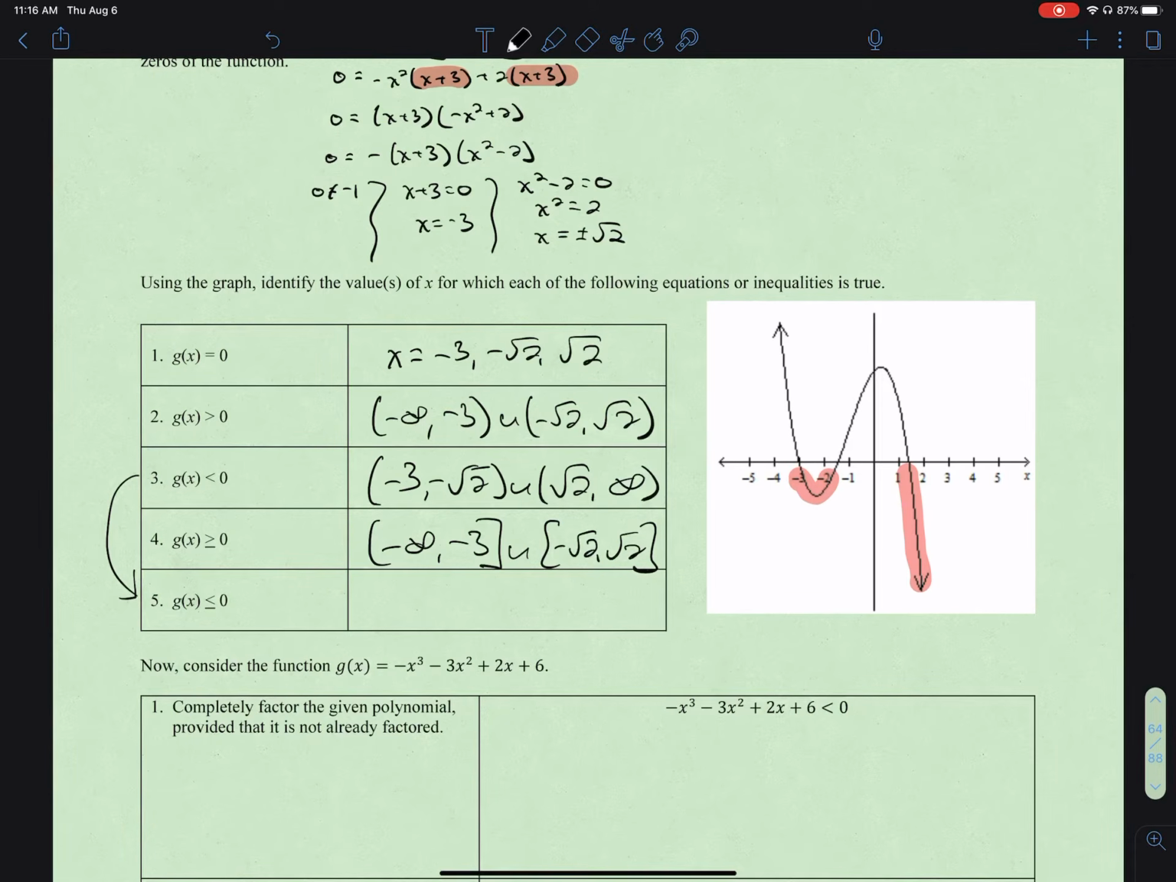3 and 5 are closely related. When is it below the x-axis or on the x-axis? So I take my answer from number 3 and I include the endpoints.